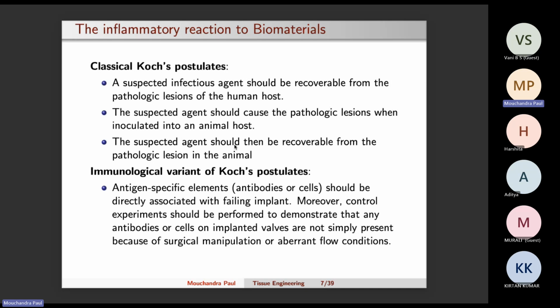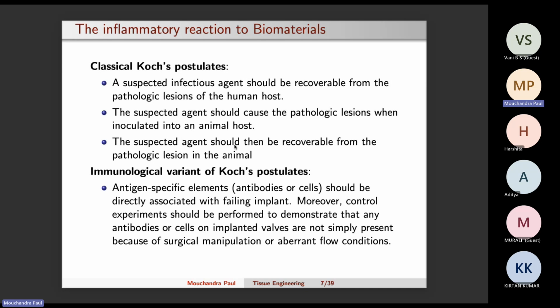It is saying that you are suspecting that this particular microbe is causing this particular type of infection. You are suspecting, but you have to prove this suspicion. Means you have to prove this particular hypothesis. So how will you do it? You will use Koch's postulates.